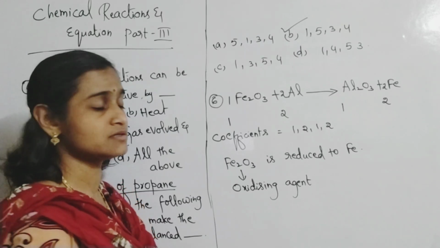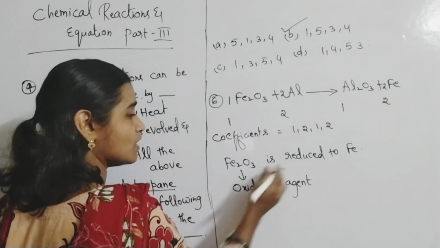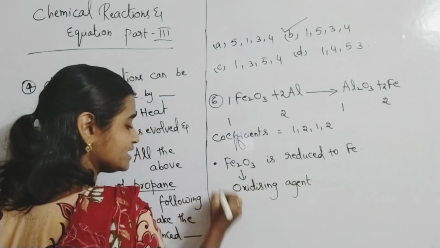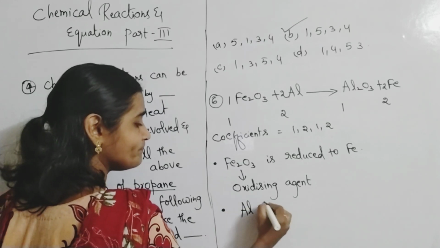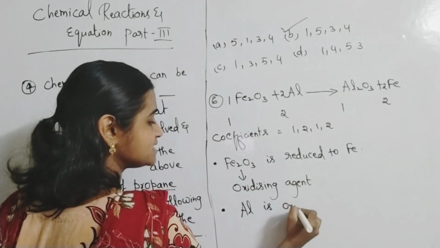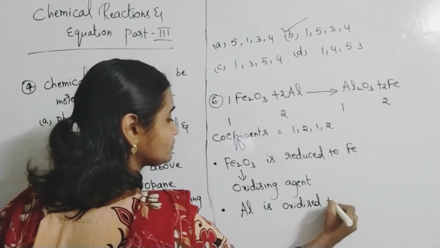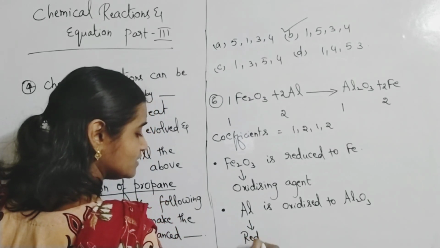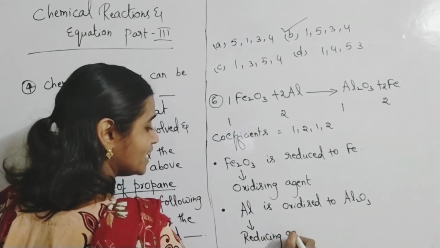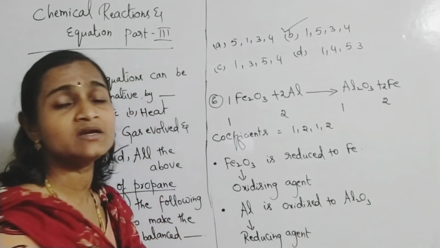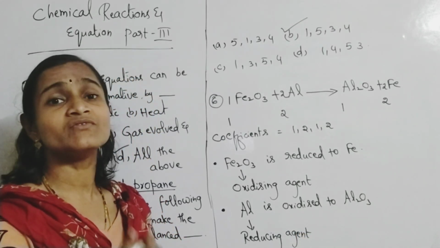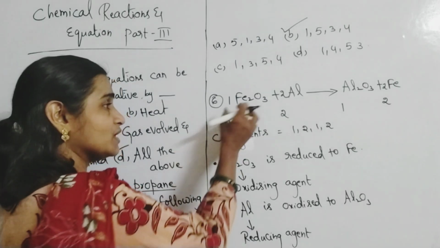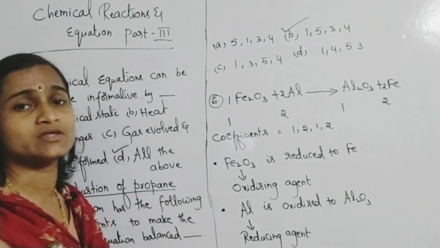Okay, so in this reaction, which substance is oxidized and which substance is reduced? Like that you will get questions. So here Fe2O3 is reduced. That's why Fe2O3 acts as oxidizing agent. And same like that, aluminium is oxidized to Al2O3. That means what? Aluminium acts as what? Reducing agent. So questions will be asked like which substance is oxidized and which substance is reduced, or which substance is treated as oxidizing agent and reducing agent. So for the same equation you will be getting this kind of questioning also.